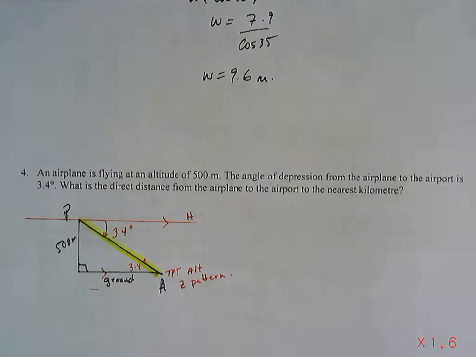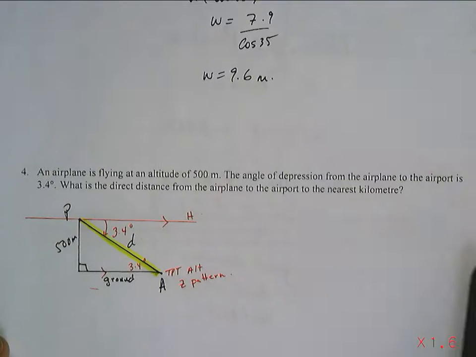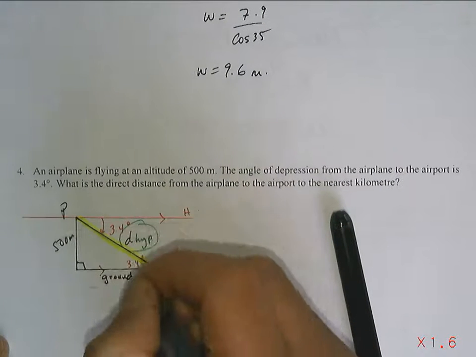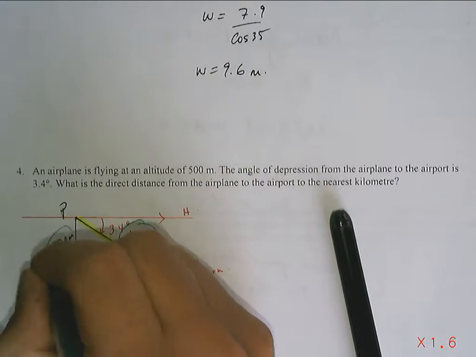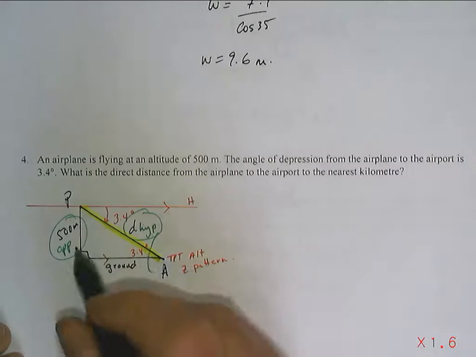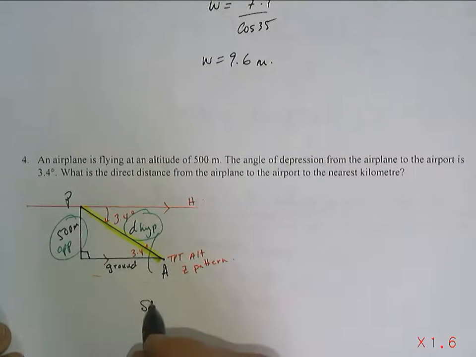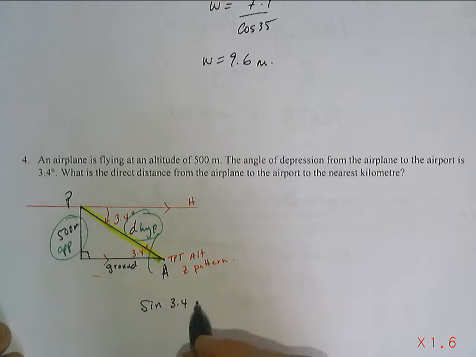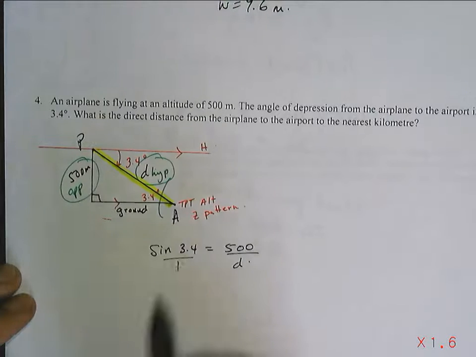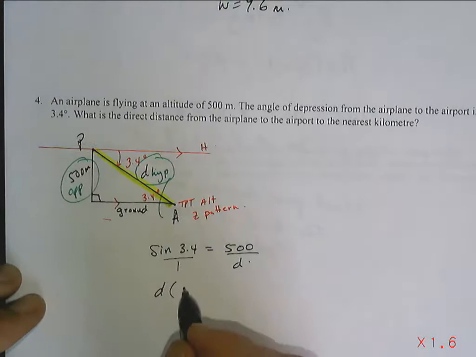So I'm going to call that little d for direct distance. You're going to notice that it's the hypotenuse. So what do I have here? I want to find my hypotenuse. I have my opposite, and I have an angle. So opposite and hypotenuse is sine. So sine of 3.4 degrees equals 500 divided by the direct distance. The d's on the bottom, which means we cross multiply.